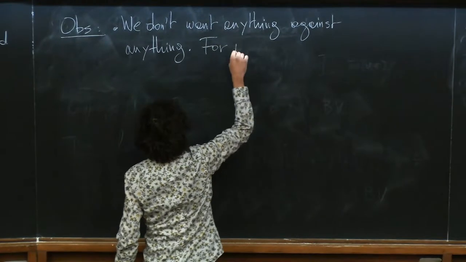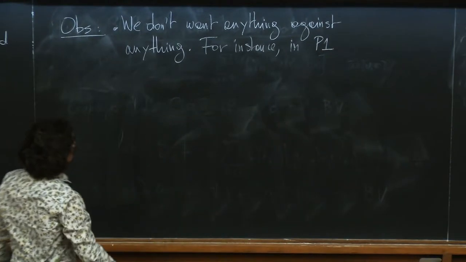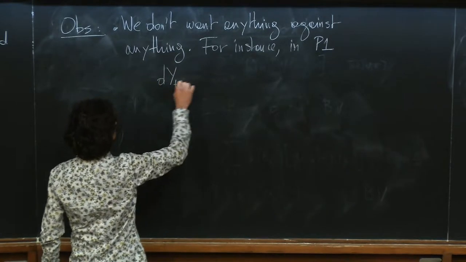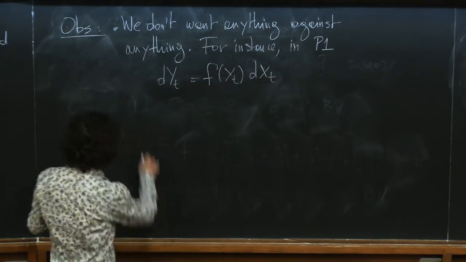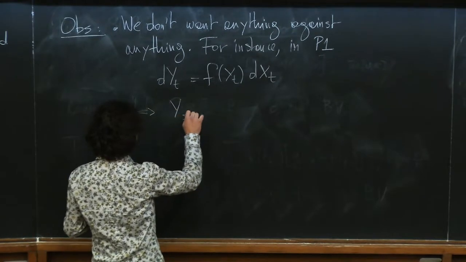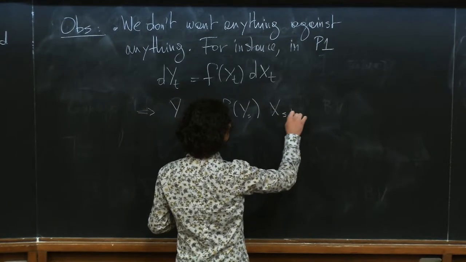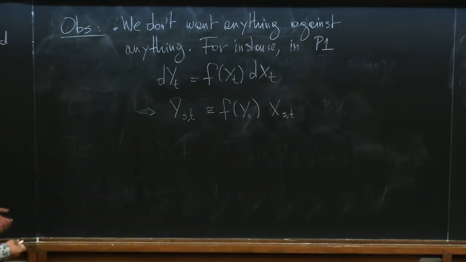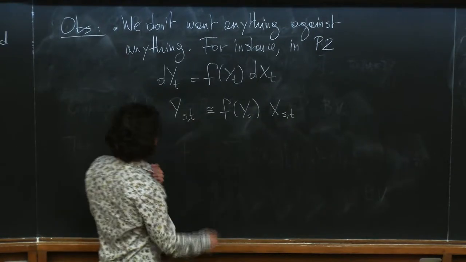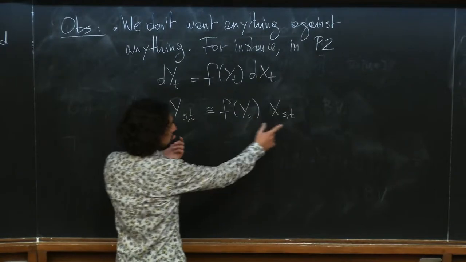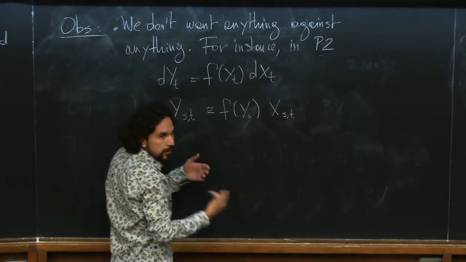For instance, let's go to problem 1. In problem 1, remember that we had dy_t equal f of y_t dx_t. So it means that on small scales, I should have that the increment of y is f of y_s times the increment of x. So if I want to solve problem two, sorry, basically I'm interested to integrate only functions that locally look like x, oscillate like x. So I'm not integrating anything against x, only things that are quite related.